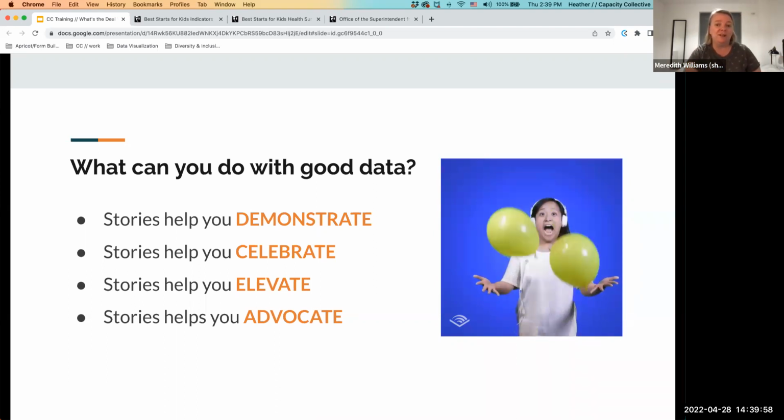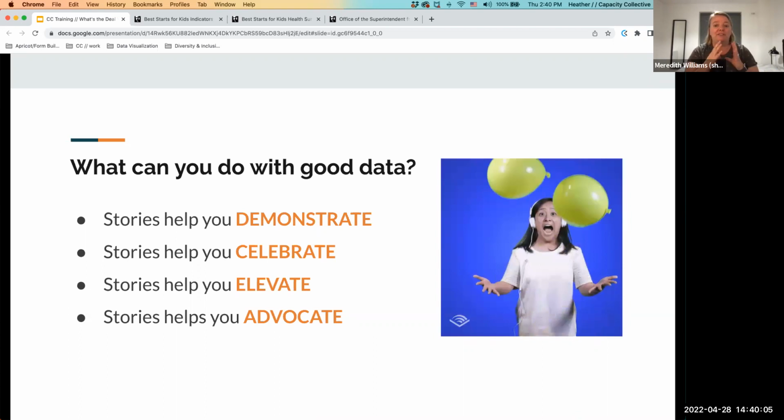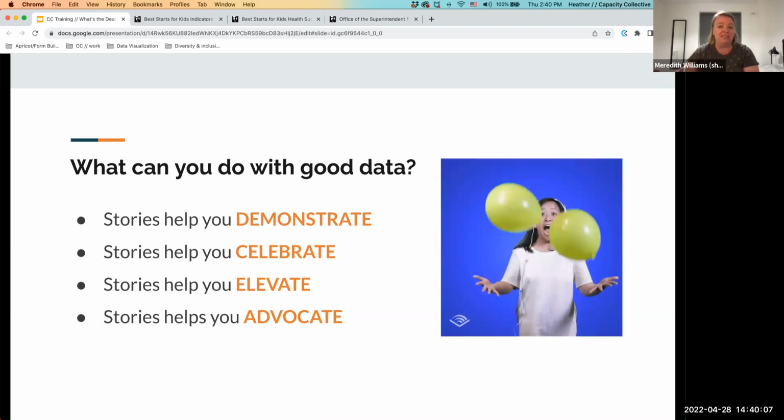Stories can also help you elevate. And again, thinking of the communities most of us serve, we're working with communities that are furthest removed from opportunities. We're talking about communities that are least likely to have voices heard, and data can help that. It can elevate those silenced voices. It can tell the stories that don't get all the attention. It can tell the stories that haven't been heard before. And stories can help you advocate.